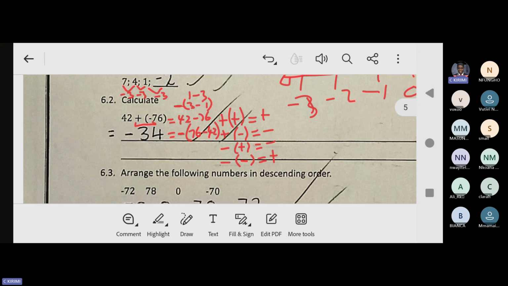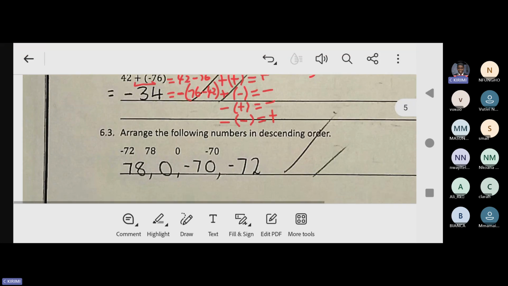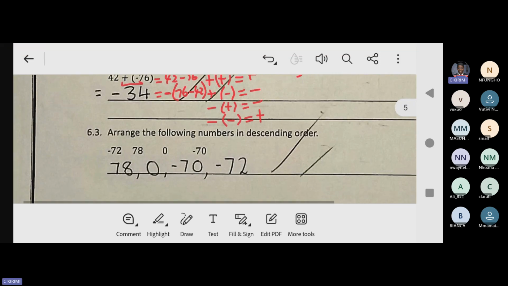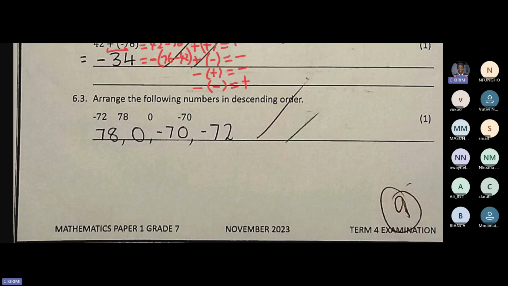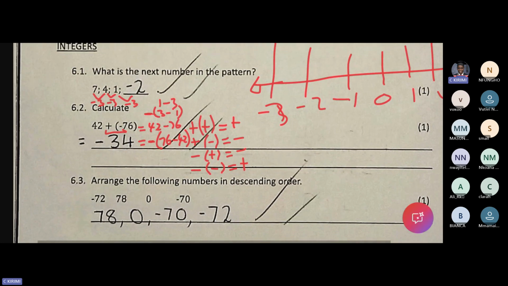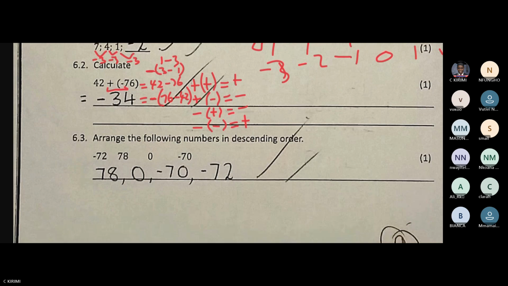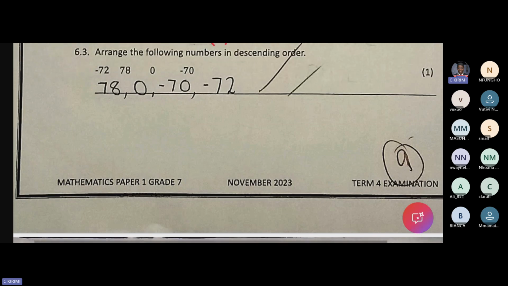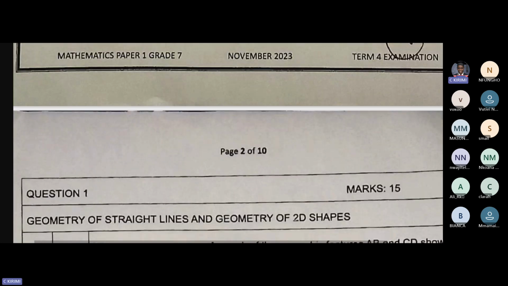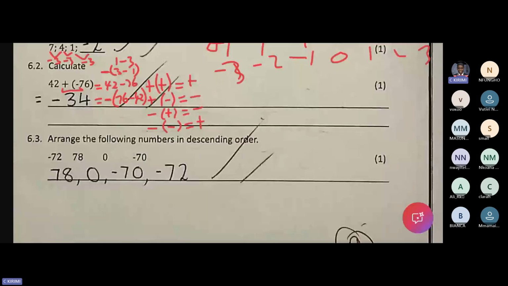So our time is up. We'll continue with number 6.3 onwards. For grade 5 and 6, we are going to volume and capacity tomorrow, and we'll continue with this question paper for grade 7s. This is the last question paper for paper 1. Then we can start with paper 2 for grade 7s. For grade 5 and 6, it will be volume and capacity, length and mass.